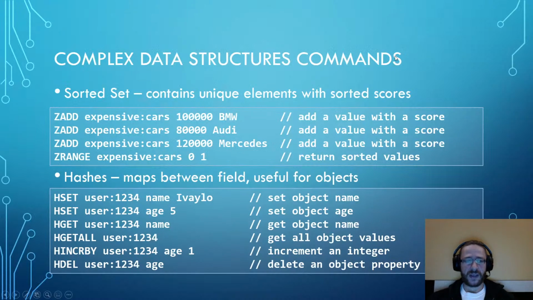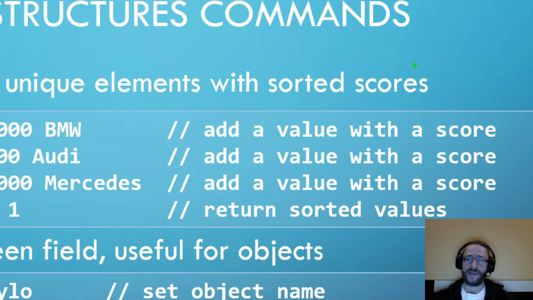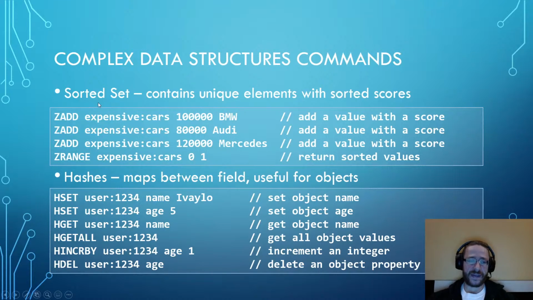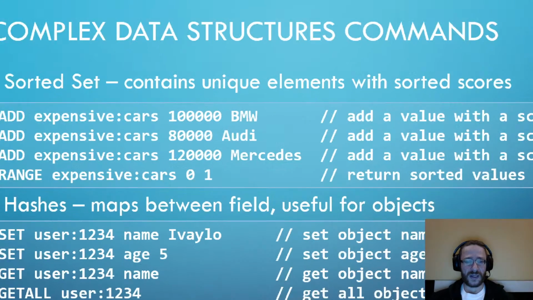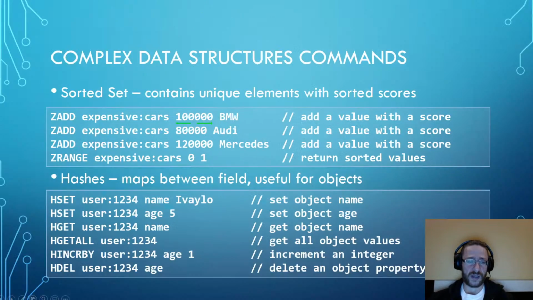The interesting thing with the sorted set is that, again, it contains unique elements, but each element has a decimal score. And the set is sorted according to the score. So if we say ZADD expensive cars 100,000 BMW, this will mean that it will add the BMW to the cars sorted set with a score of 100,000.